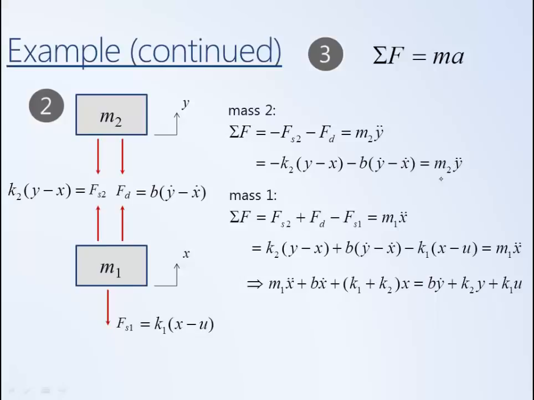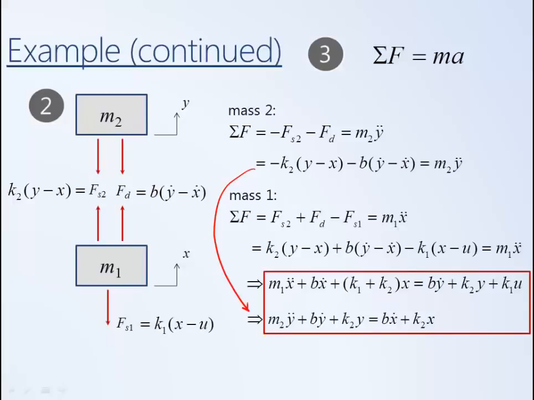So we have m2 y double dot on one side. We have negative b y dot, which when we move it to the right hand side becomes positive. We have negative k2 y, which when we move it to the right hand side also becomes positive. On the other side, the negative k2 x multiplying the negative x becomes positive. Same thing with the negative b multiplying the negative x dot becomes positive. And so this is the alternative form of that governing equation.